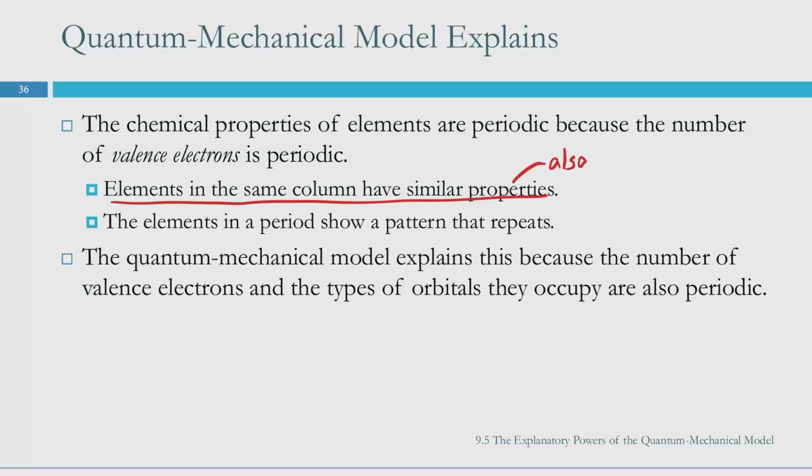Also, the same number of valence electrons, at least for our main group elements. For our transition metals, we looked at on the previous slide in the last lecture, sometimes the numbers are not what we would expect, and so that can affect the number of valence electrons that we have.